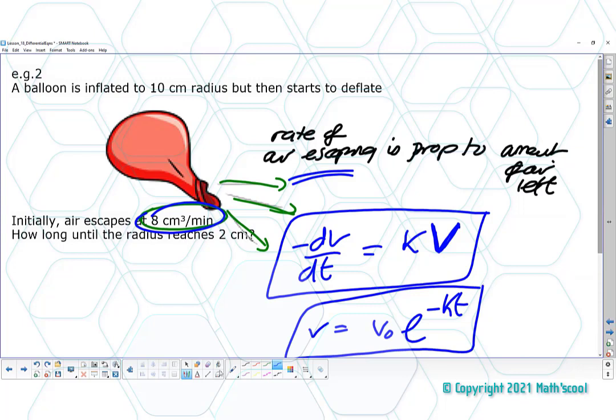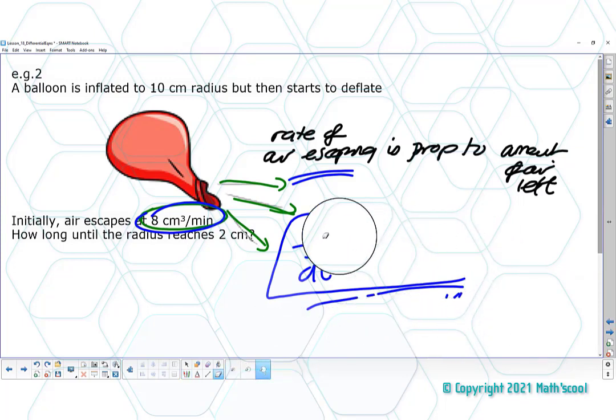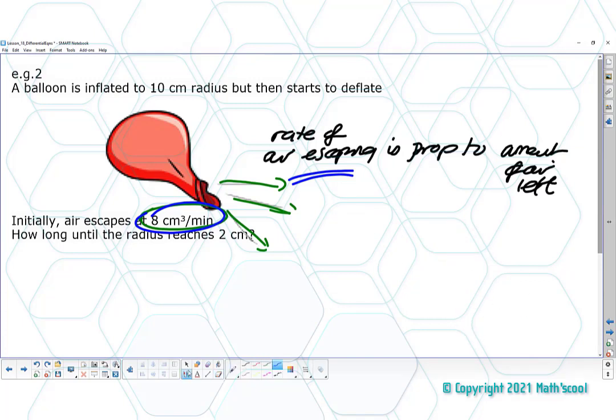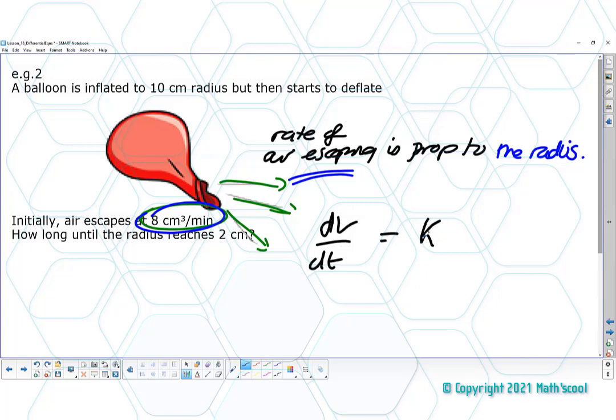We're not going to do it that way because that's one model, and that's maybe a reasonable model, but we're going to do a slightly different model, which will involve us using related rates of change. So we're going to say rate of air escaping is proportional to the radius. That also makes sense, perhaps more sense, because the more the balloon is blown up, the bigger the radius, the more the air is going to want to escape from it, the greater the pressure of the air inside it. Okay. So we're going to say dV by dt equals kr.